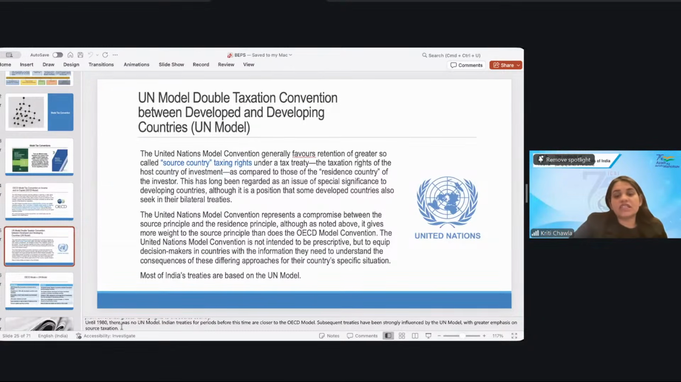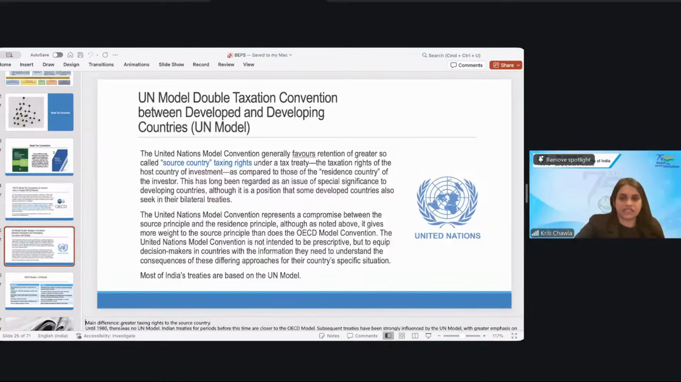The Indian tax treaties for periods before this time are closer to the OECD model, and subsequently, the treaties have been strongly influenced by the UN model, and they have greater emphasis on something called source-based taxation. This is the reason we say that the UN Model Taxation Convention generally favors retention of source country taxing rights, the taxation rights of the host country of investment, as compared to the residence country of the investor.